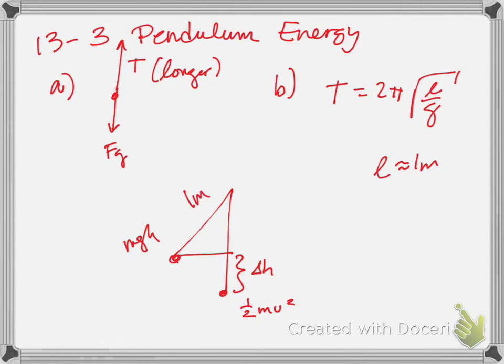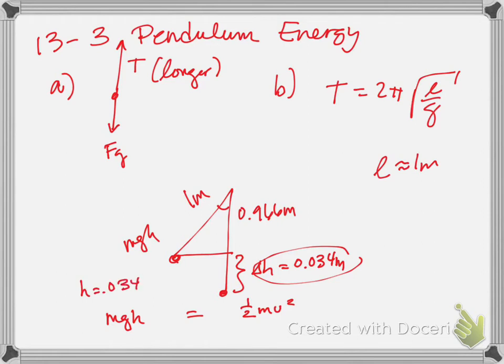Well, if this is 1 meter and that's 15 degrees, then this is 0.966 meters, and my height drop then is 0.034 meters. I've drawn sort of an exaggerated triangle. My angle is almost 45 degrees, so it's a lot more squished than I'm actually saying. So here's the height drop, 0.034 meters. So we've got mgh equals 1/2 mv squared, with h of 0.034 meters. The masses cancel, even though we actually know the mass of the bob. It's not a big deal.